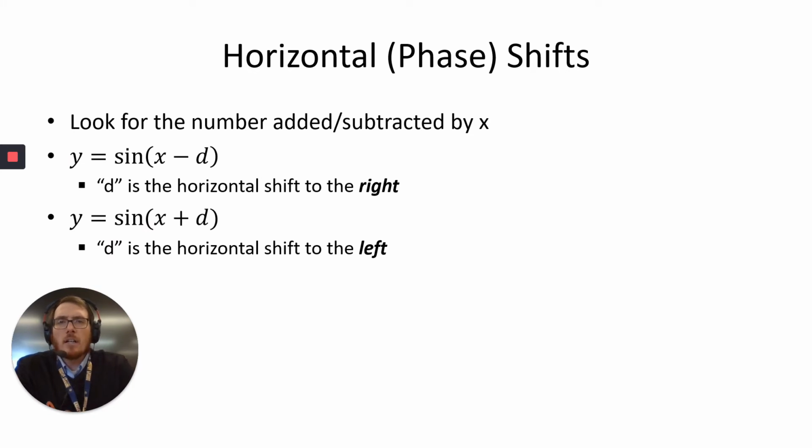The next thing we need to talk about is what's known as a horizontal or a phase shift. The phase shift is the letter D inside, and notice it's in parentheses. So D in this case, if it was minus D, that's actually a shift to the right. And if it's plus D, that's a shift to the left.